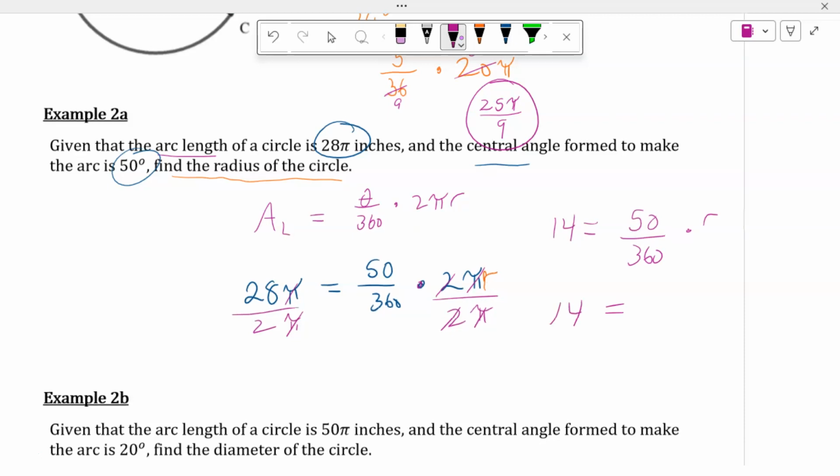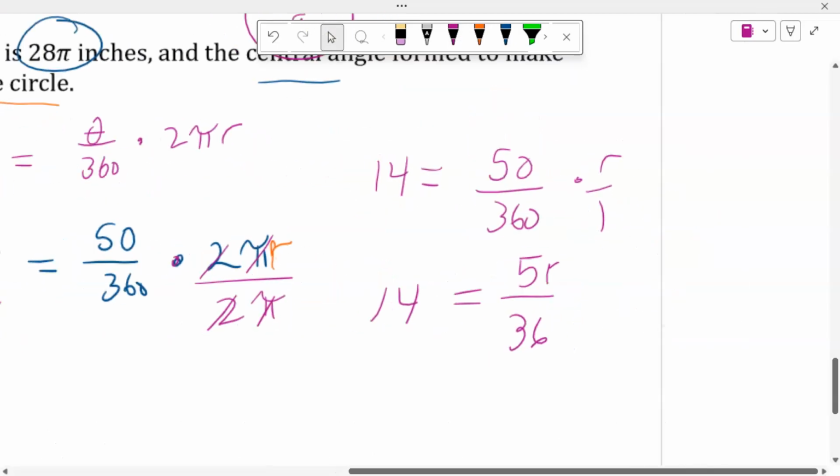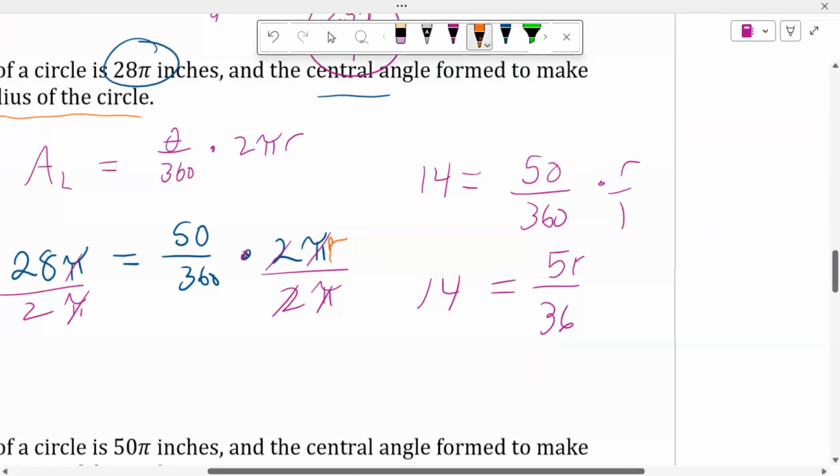14 equals, well, 50 over 360, pardon, is 5 over 36. And then times r would really just yield us 5r over 36. Now with a little algebra here, if you're feeling a little more advanced, we can multiply by 36 over 5, the reciprocal, and kill 2 birds with 1 stone, make 2 moves at once. Or if you're uncomfortable with that, we realize, hey, what's happening to the r?